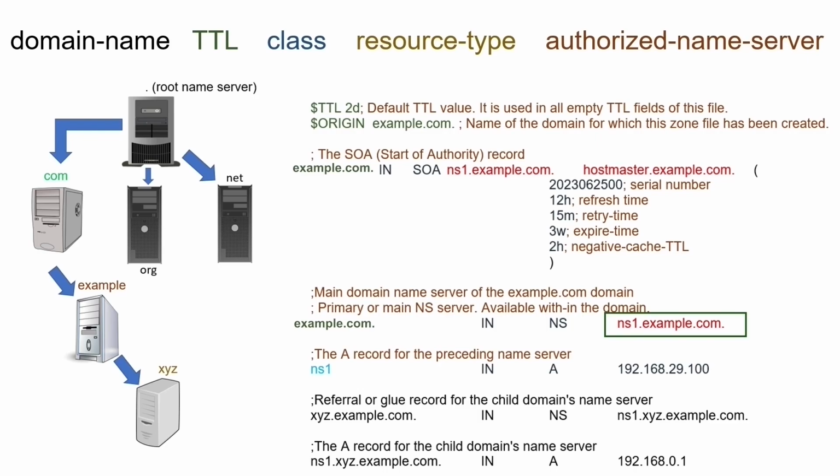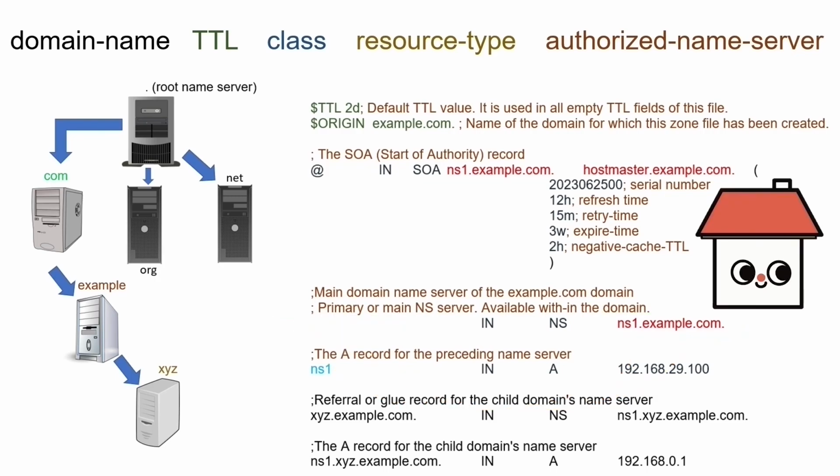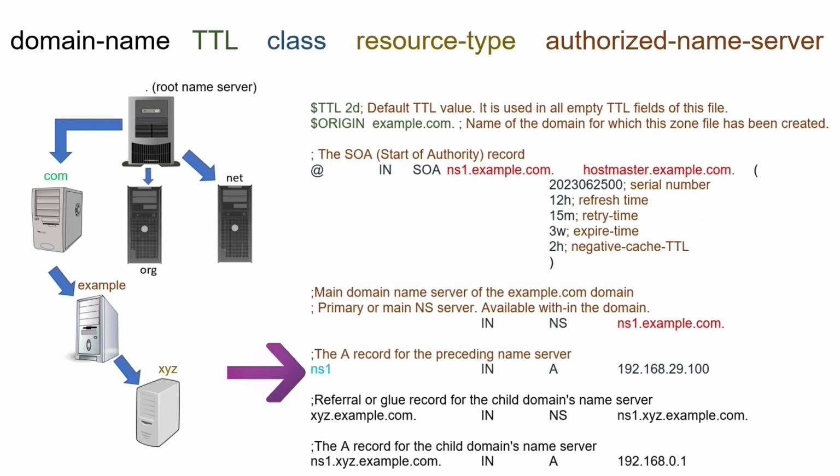The authorized name server field defines the authorized name server for the domain we configure in the domain name field. This record configures the name server ns1.example.com as the authoritative name server for the domain example.com. If the authoritative name server is available within the domain, we also need to create a host record for it. A host record maps a service or a host to an IP address.